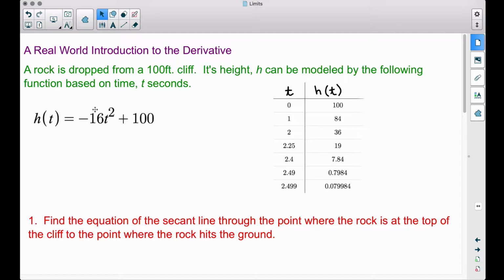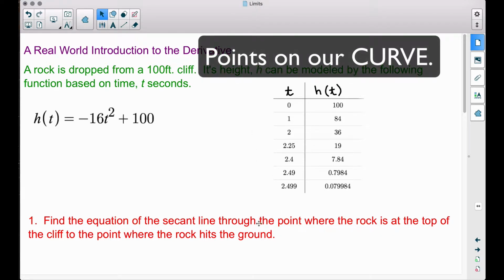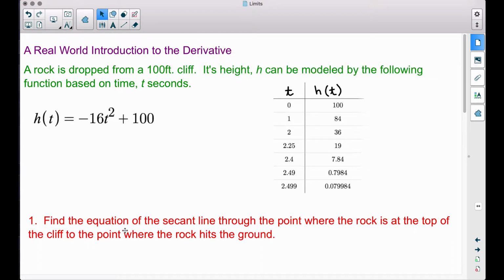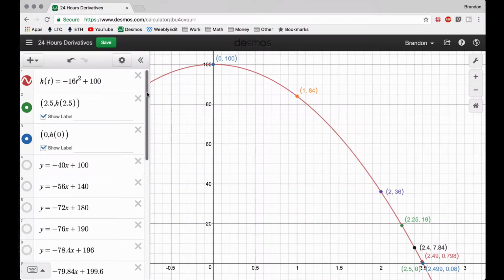So we have the same scenario. A rock's getting dropped from a 100-foot cliff, same function, same pieces over here, the dots on our line. And this first question here is find the equation of the secant line through the point where the rock is at the top of the cliff to the point where the rock hits the ground. And this is going to be an algebra review. What I have here is that function graphed, and I have those same dots plotted on this thing.